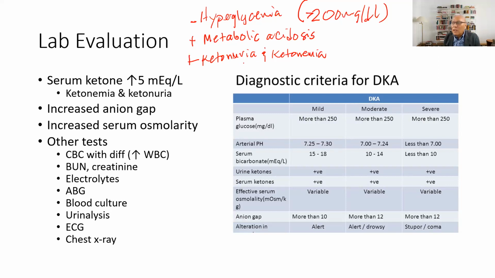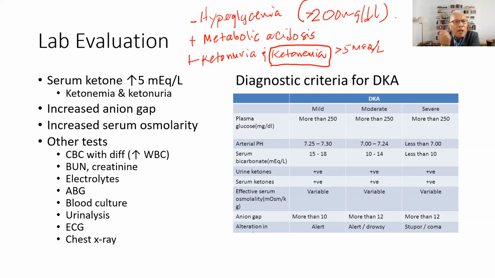Now, the ketonemia is defined as a ketone concentration of greater than 5 mEq per liter. Okay, so this is the hallmark. Remember, blood sugar over 200, ketones of 5 mEq per liter or over, as well as metabolic acidosis.